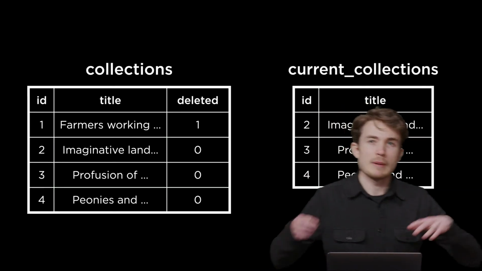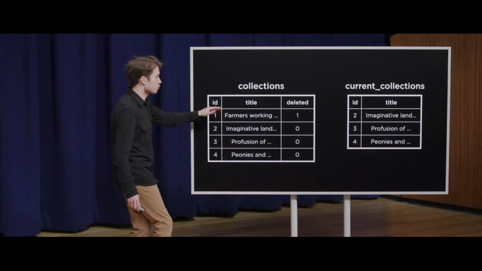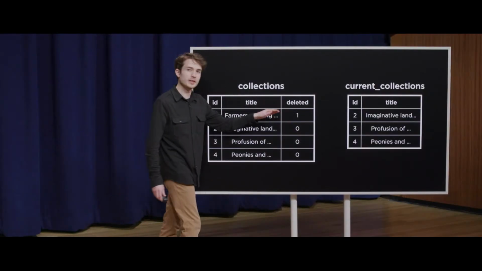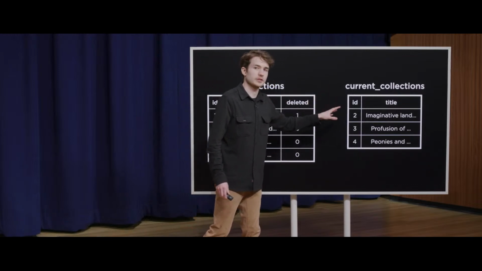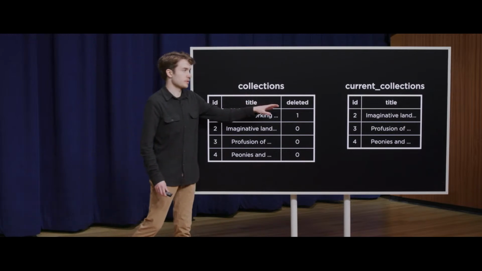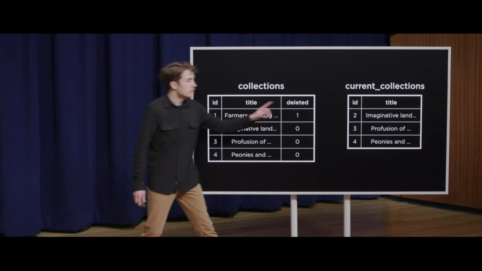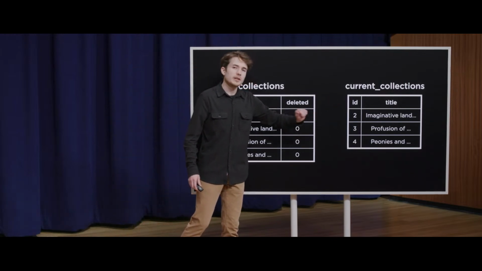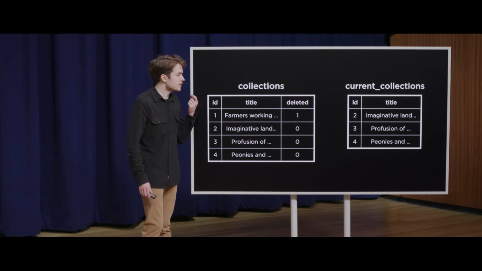Let's say I'm at this current state in my tables. I have collections where farmers working at dawn is deleted. It has a 1 right here, and we thus can't see it inside of current collections. Well, let's say I want to not just delete from current collections, but also add to current collections. I could try to insert into this view, but I probably actually won't be able to do that because it is a view.